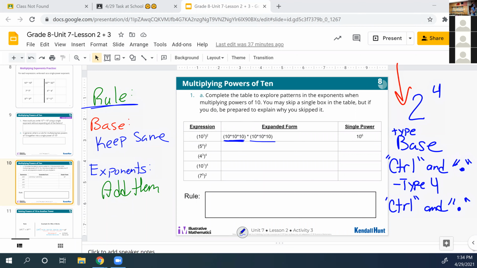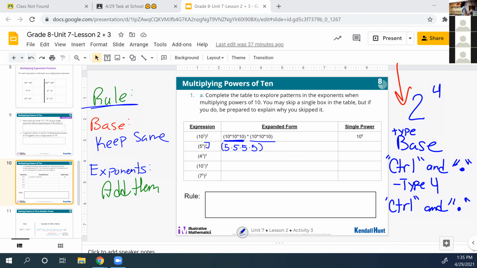So if we look at this next one here, we're going to take 5. We're going to make a group of 5. How many times are we going to multiply it? What does that first exponent tell us? How many times are we going to multiply the 5? Very good, Olivia. Very good, Jaden. So we're going to say 5 times 5 times 5 times 5. And then the second exponent tells us how many times we're going to write that.